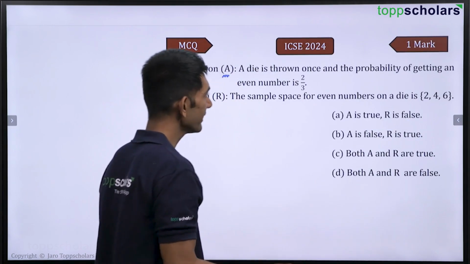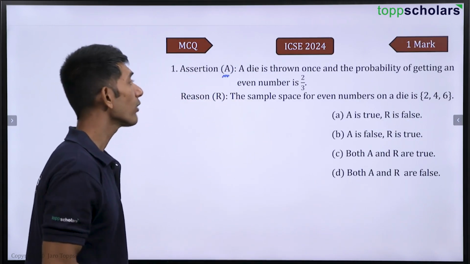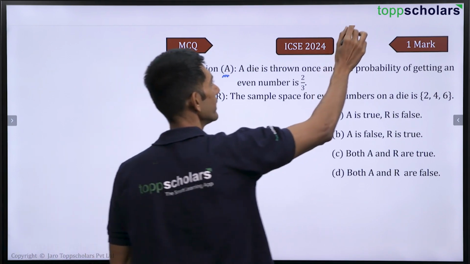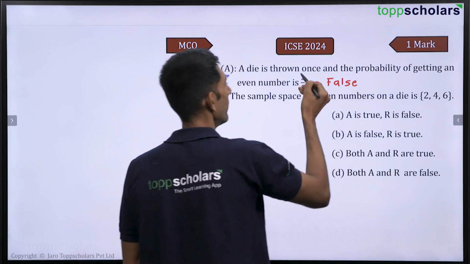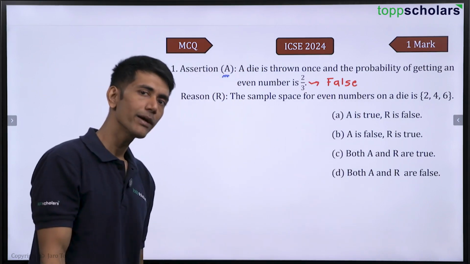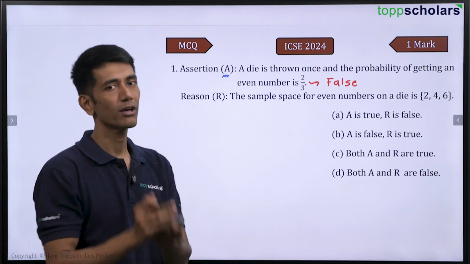Okay, what did they say? They said that the probability of getting an even number is 2 by 3. So definitely, I said this is false because it is not 2 by 3. It is 1 by 2, half. Even numbers half, odd numbers half.